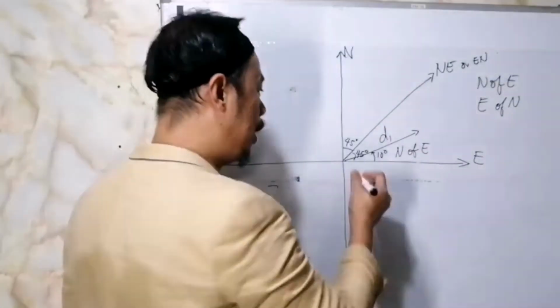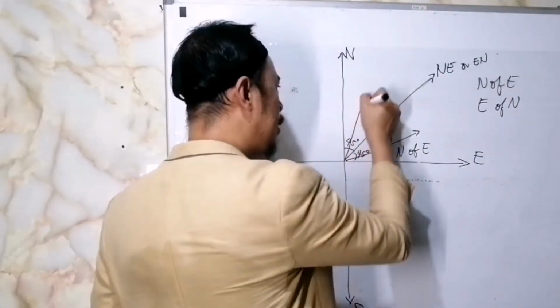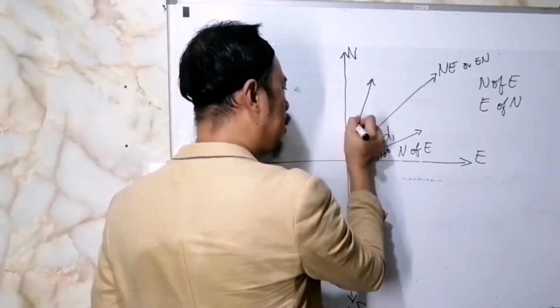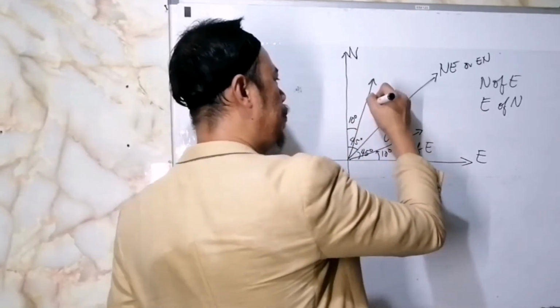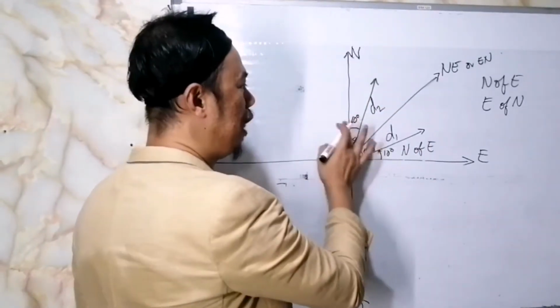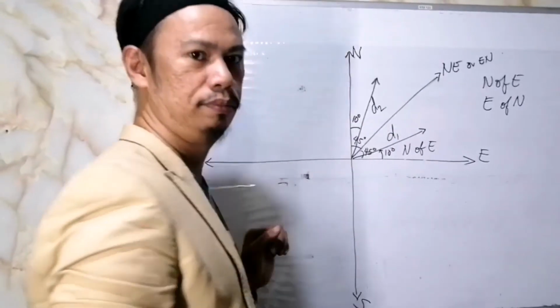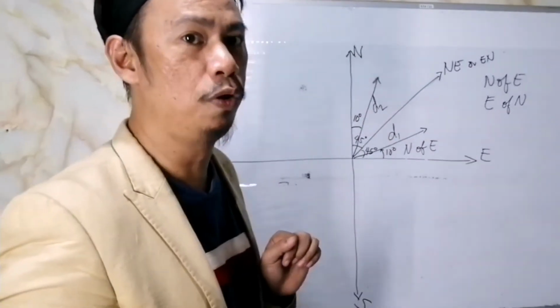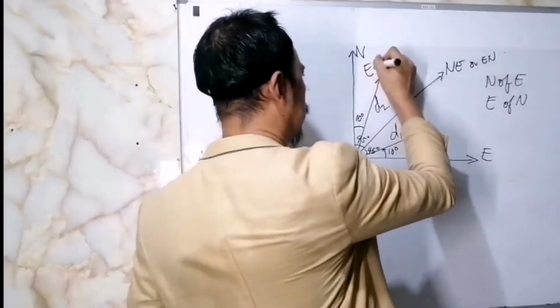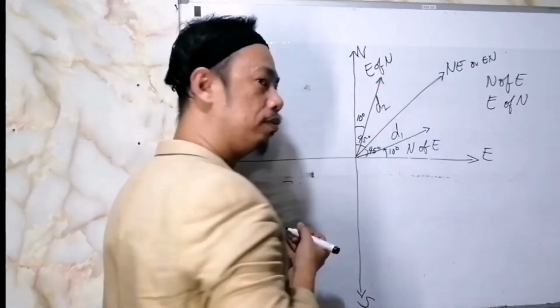However, if your angle is somewhere here, suppose this is 10 degrees also. Let's name this D2. And it is located in north, going to east. Therefore, we name it as east of north.